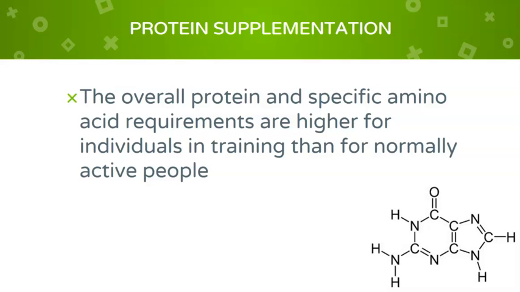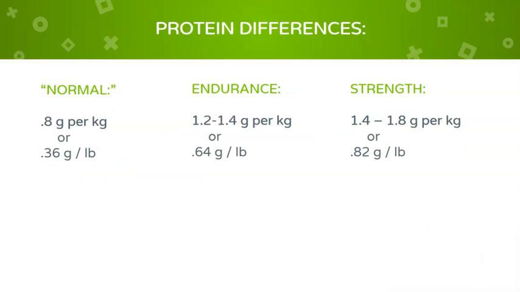So the overall protein and specific amino acid requirements are different. They're higher for people who are moving more, who are not sedentary, who are trying to gain, who are trying to get more powerful, who are working on endurance. And so there are three equations that I'll show you, and I would like you to choose. Are you more of a normal person who does normal activity levels? Are you more so working on your endurance, or are you more so working on your strength? There are other calculated equations as well, but these are the ones that are easiest, and so we'll go ahead and go with this.